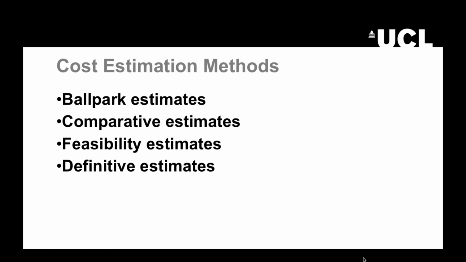And finally, we have the definitive estimates, which are given only upon the completion of most design work, at a point when scope and capabilities of the project are quite well understood. So the definitive estimates can be expected to have an accuracy of 5%.